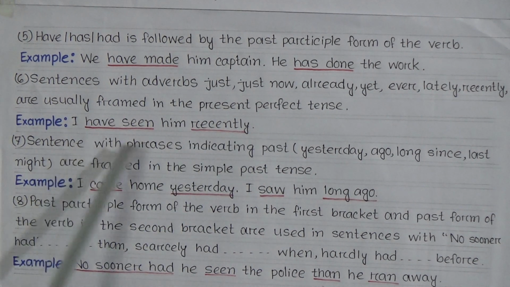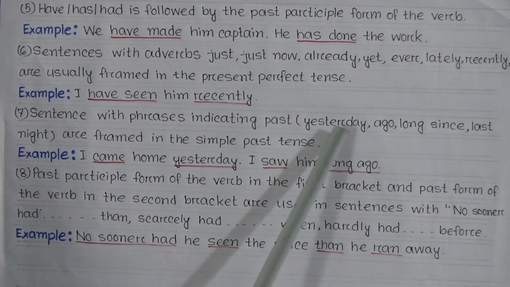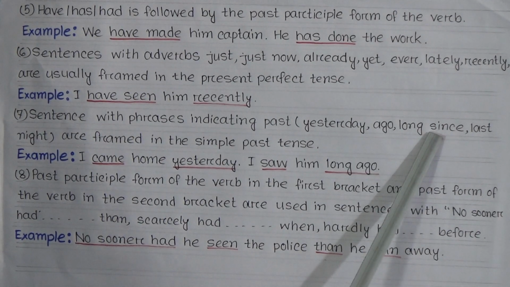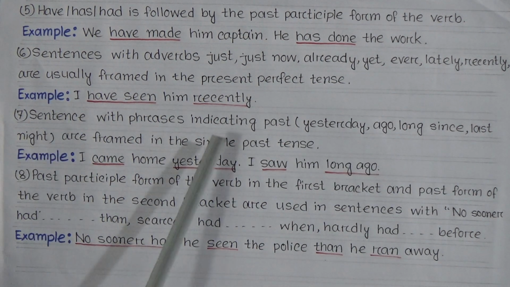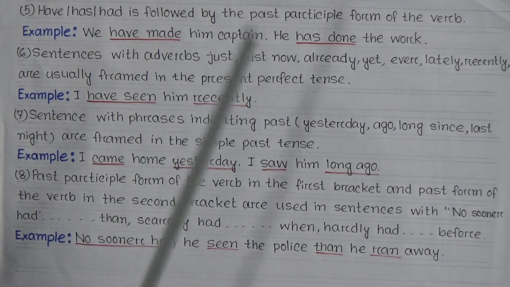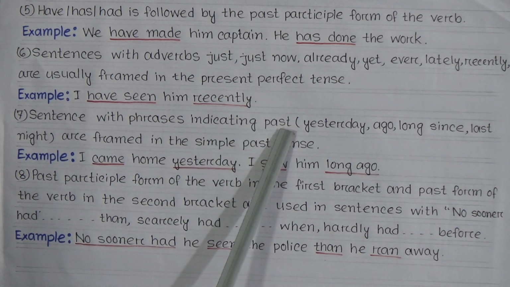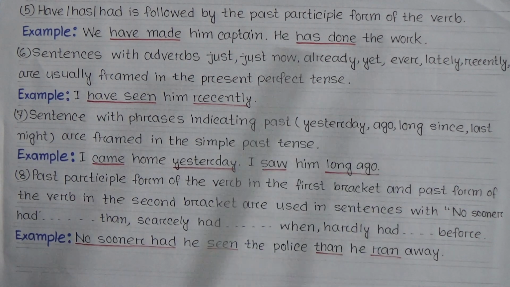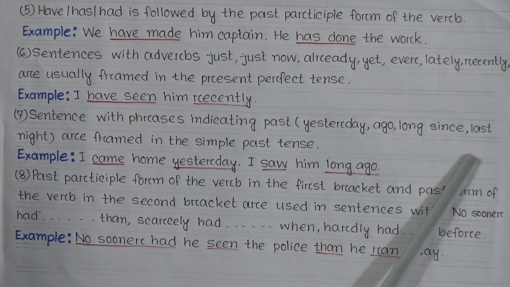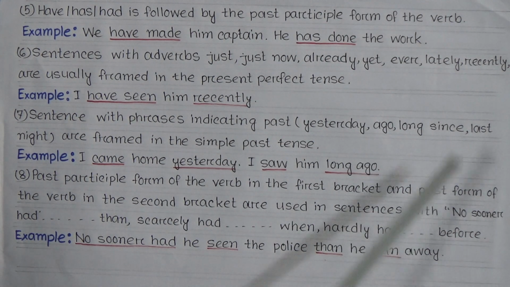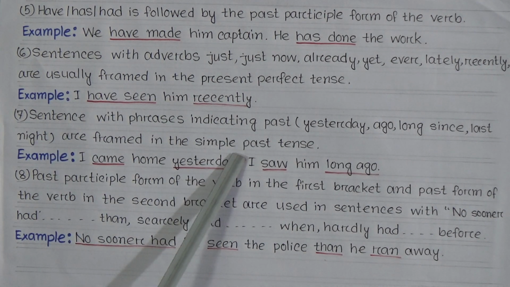Number 7, sentence with phrases indicating past, and you can see the words I have written here. The words are yesterday, ago, long since, last night. So if you get such signs in any sentence, I have discussed in rule number 3 that it will be in past indefinite tense. Sentences with phrases indicating past, yesterday, ago, long since, last night, are framed in the simple past tense. It can be last night, last day, last morning, last evening, any word. So the main word is last. If you get such a sign, it will be in past indefinite tense or simple past tense.